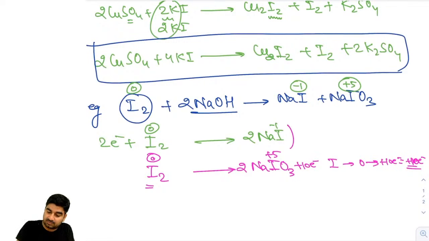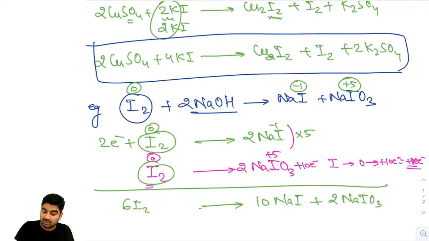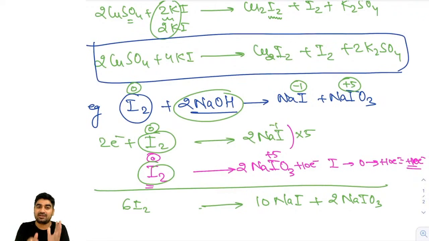And you just multiply it by 5. So once you are multiplying 5 I2 and I2, you will be getting 6 iodine, again 10 NaI and 2 NaIO3. Now what about this NaOH, guys? This is providing the basic medium. What about this NaOH?